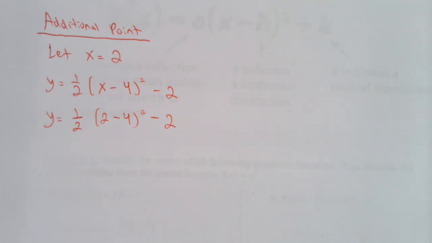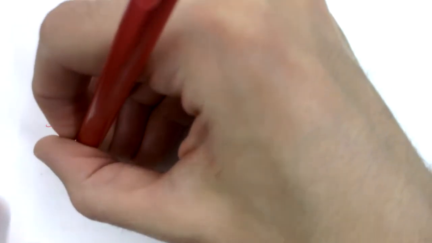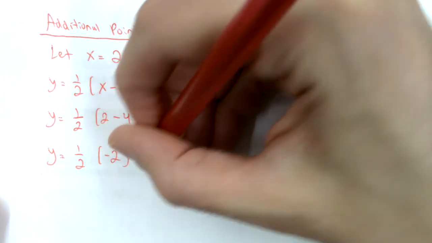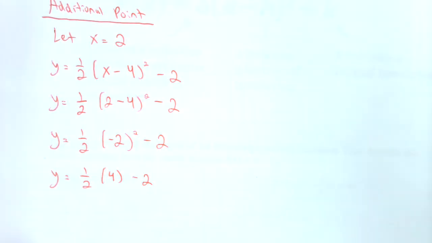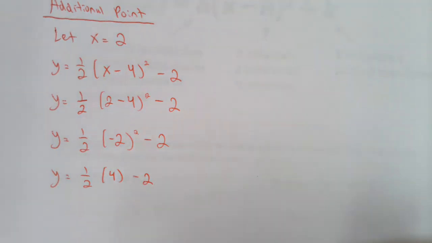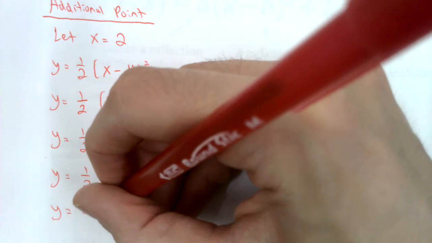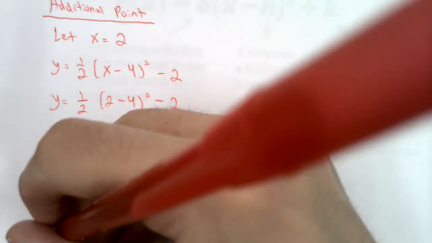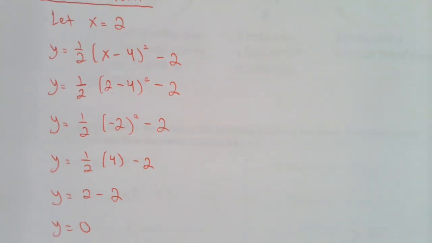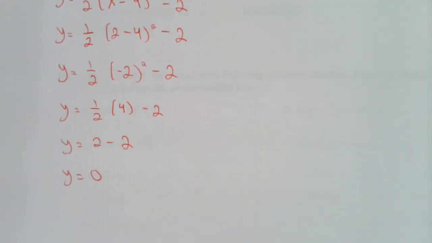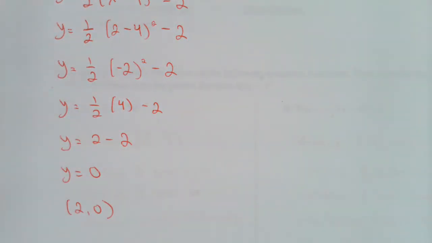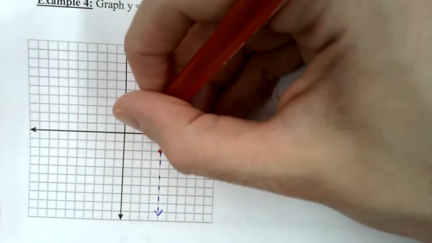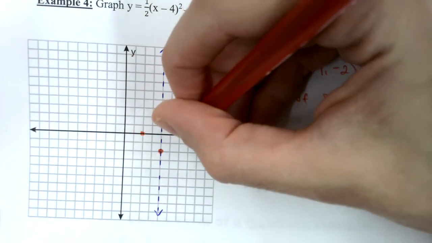Two minus 4 in the parentheses is negative 2. Negative 2 squared is positive 4. 1/2 times 4 is 2. So y equals 2 minus 2. Y equals 0. Which means I have the additional point 2, comma 0. Okay? Plot that and reflect it. 2 comma 0 right there. Reflect that across the axis of symmetry to get right there.